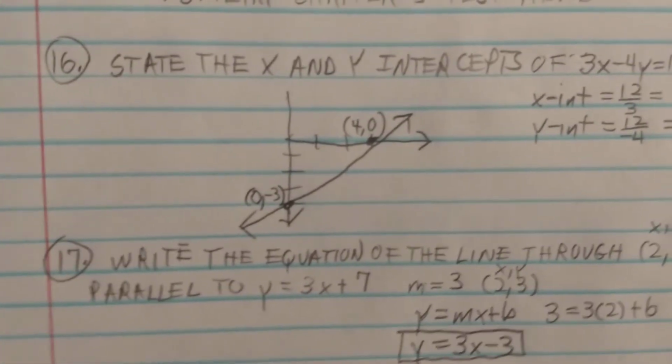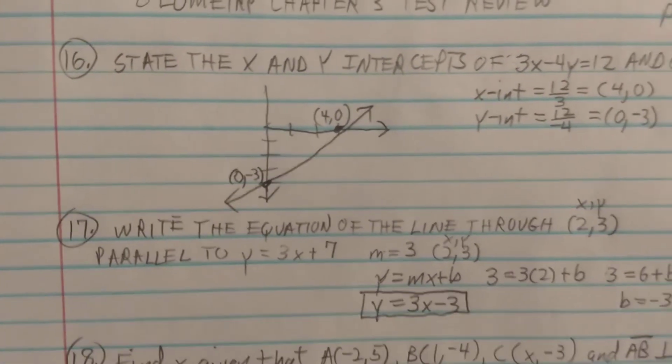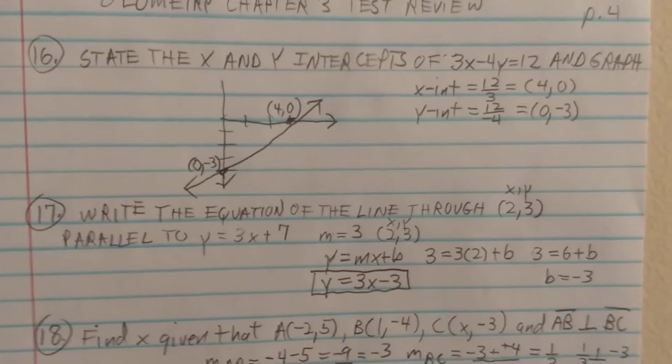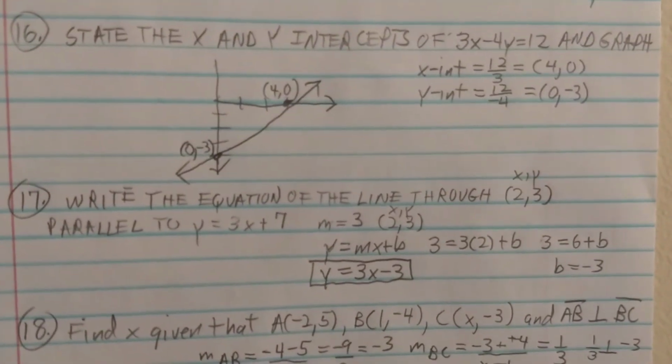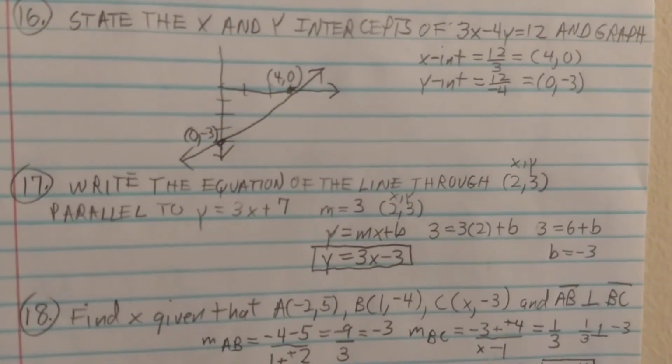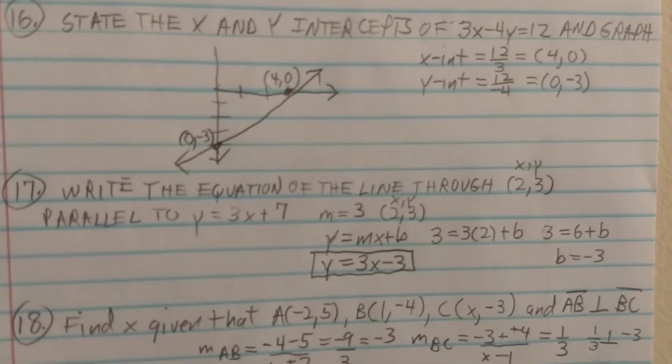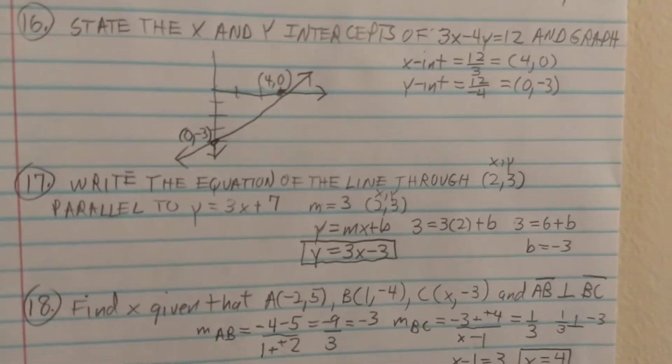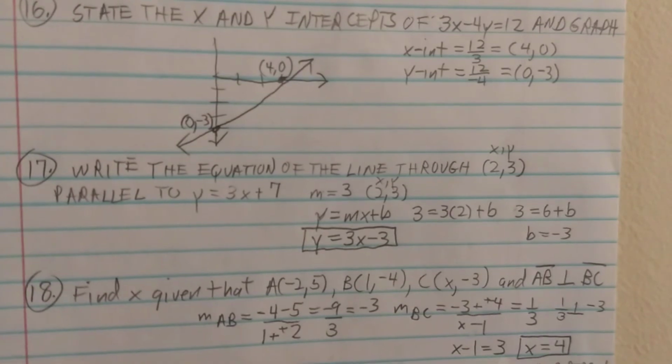For number 16, we're to state the x and y intercepts of 3x minus 4y equals 12 and graph. So for the x-intercept, we have 12 over 3 because 4y is zeroed. So that gives us the x-intercept of (4, 0).